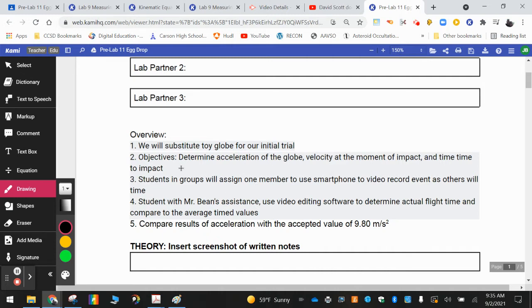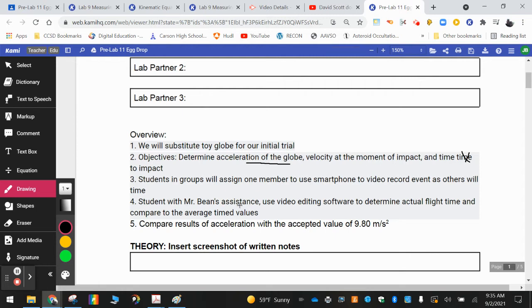The objectives of the lab are to determine the acceleration of the globe, which should be about 9.8, the velocity at the moment of impact, and the time to impact. Students in groups will assign one member to use a smartphone to video record the event. I also have a camera or an iPad you can use as well. Then the other students will try to take the time by external timing device and take the average value.